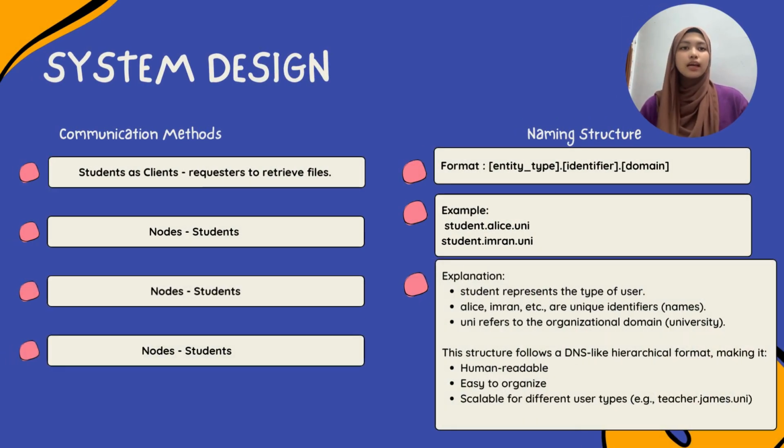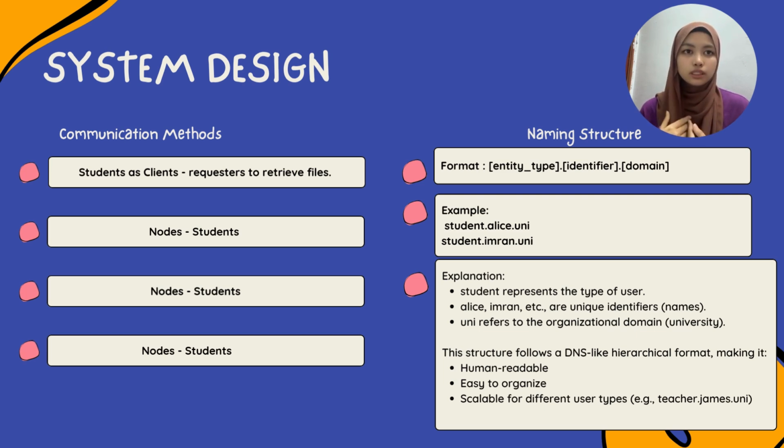Next, system design: how the communication works. First, the student as client retrieves or requests files. This refers to a client-server model where the student acts as client. Next, we have the node. A node is where data is stored in a system.